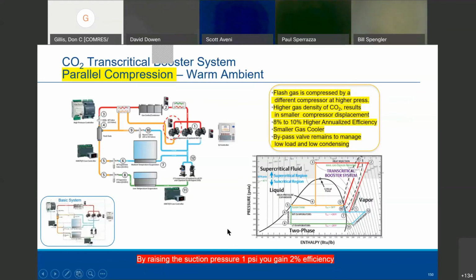which makes it more efficient. I think Ed and Kevin talked a few weeks back about raising that suction temperature, pressure, and we talked about the efficiency gained by raising the suction pressure. 1 psi, you gain approximately 2% in efficiency. So you can see over here what temperature we're starting out with on a normal compressor, okay? And you can see by raising the temperature how much higher and less work we're doing on that smaller compressor. The higher gas density of the CO2 results in a smaller compressor, usually about 8 to 10% higher annualized efficiency, much smaller gas cooler, okay?